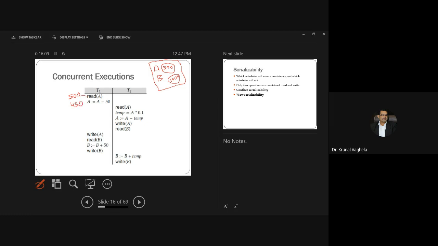But before this 450 is written in the database, the transaction switch happened. So read A. What A will this read? It will not read 450. You consider the property of isolation. Transactions do not know we are running parallelly. So this A will read this 500, not this 450. So again here the A value is 500.